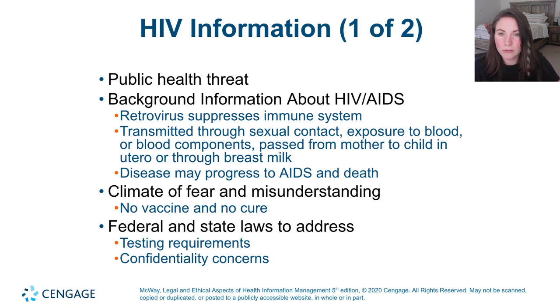HIV is a retrovirus that attacks and suppresses a person's immune system. It's transmitted in a limited number of ways: through sexual contact, exposure to blood or blood components, or passed from mother to child, either in utero or even through breast milk. And the disease can progress to AIDS and lead to death. There are federal and state laws that address the testing requirements and confidentiality concerns regarding this type of patient information.